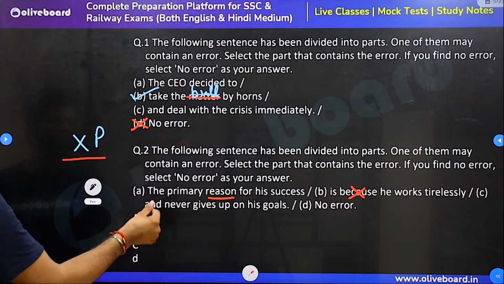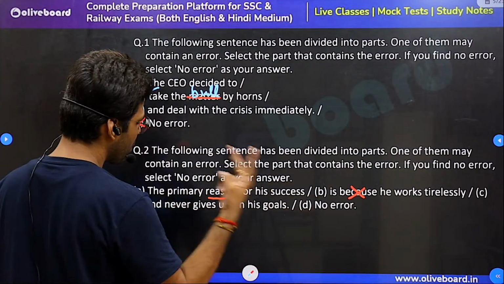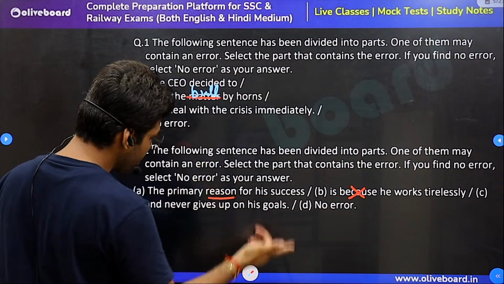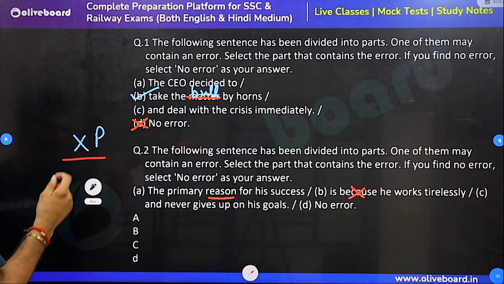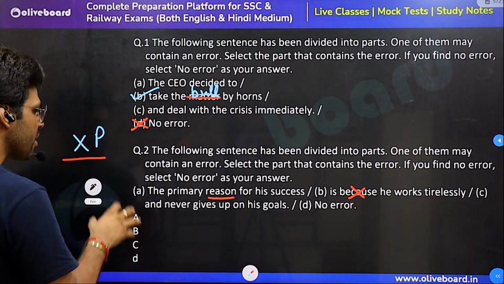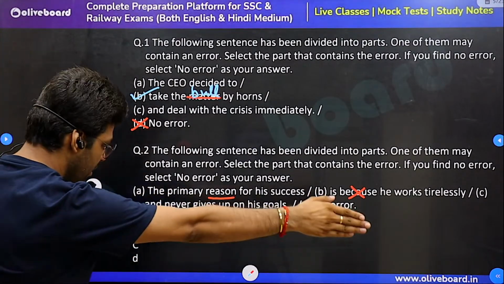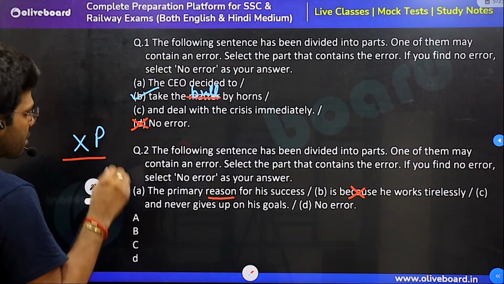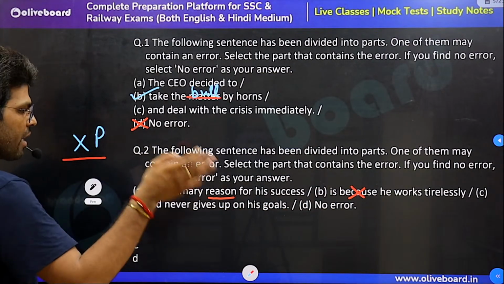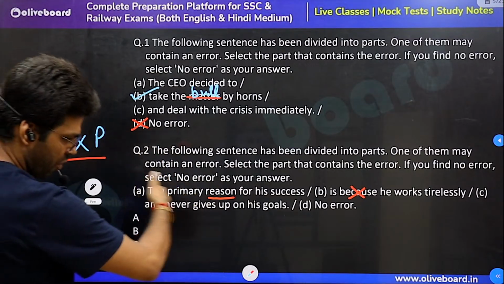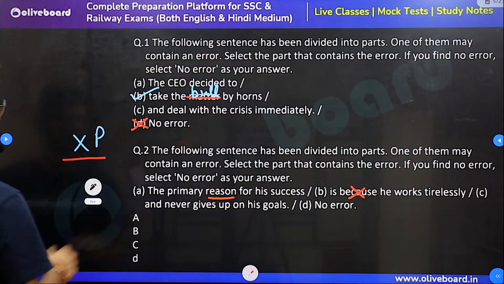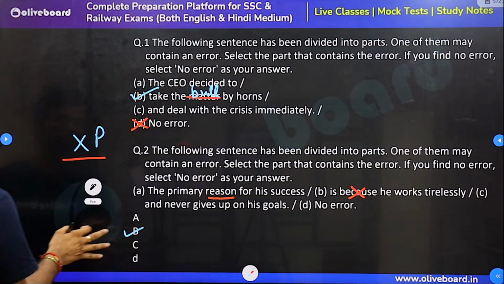Okay, and in the primary reason for his success is because, you're putting the same stuff twice. Reason defines reason, because defines reason; we need not put both the words together. Say the primary reason for his success is this, or you can say his success is because he works tirelessly. Reason is all there, so the superfluous word shall be omitted. Objections welcome.